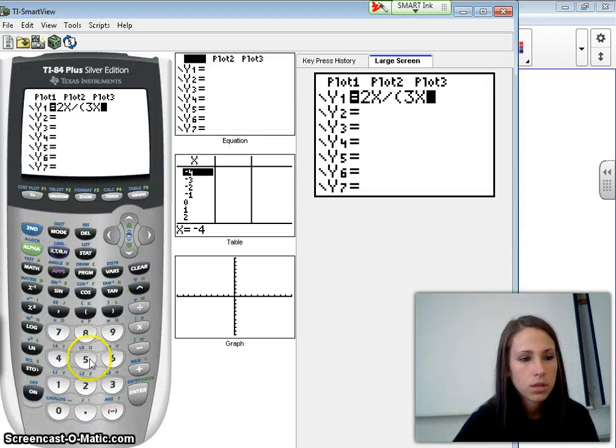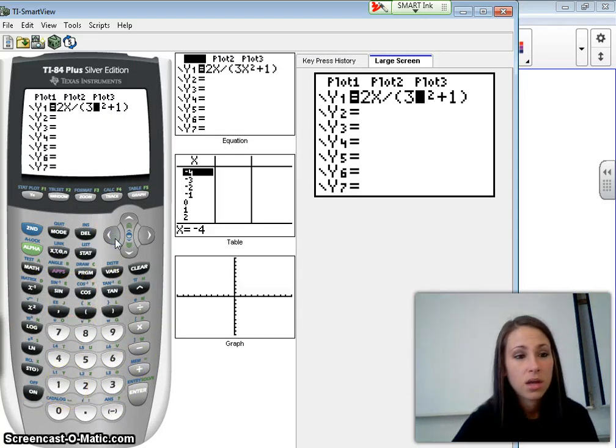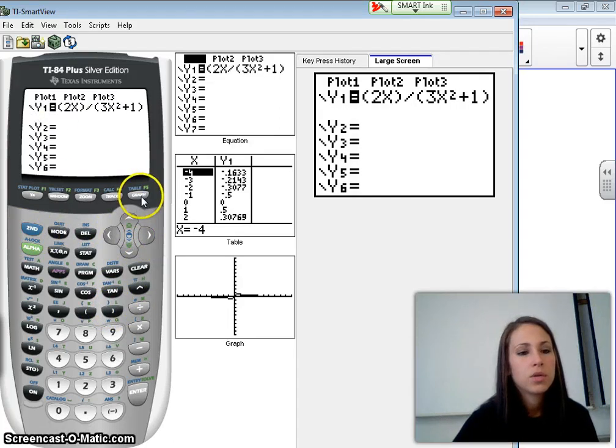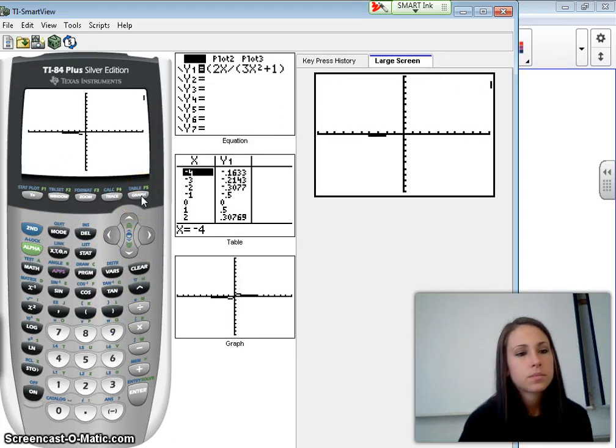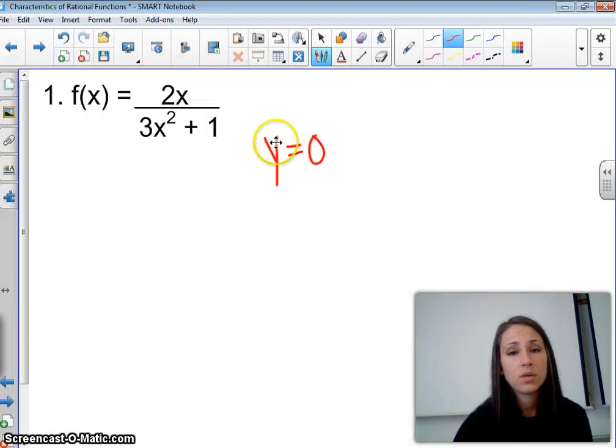So 3x squared plus 1. And I actually do need to put parentheses around this top part as well. So I'm going to put parentheses around the top and the bottom. And so if I look at my graph, here it is. And now you can see that the horizontal asymptote is y equals 0.